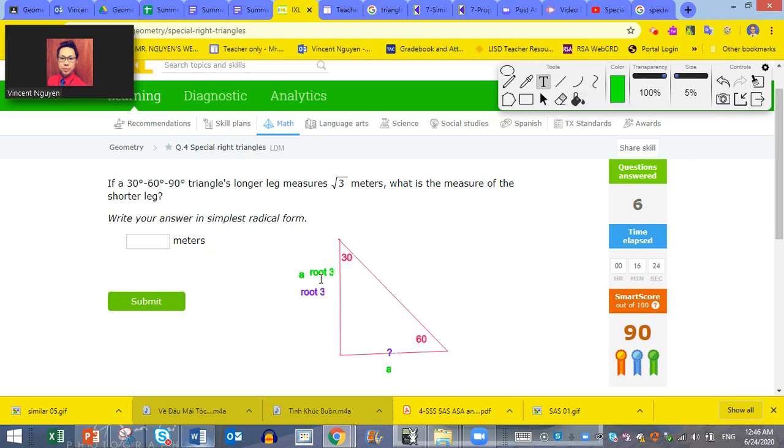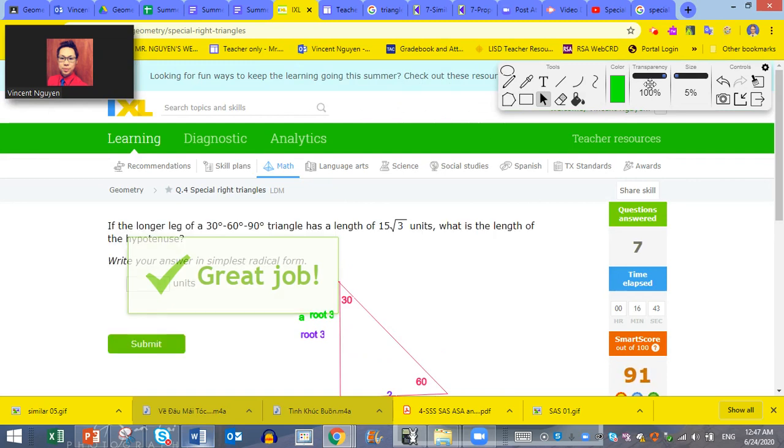Well, if root 3 matches up, there is a 1 in front of it. So A is equal to 1. So I'm going to type in 1 for A. Okay, A is equal to 1. Submit. Yes. All right.